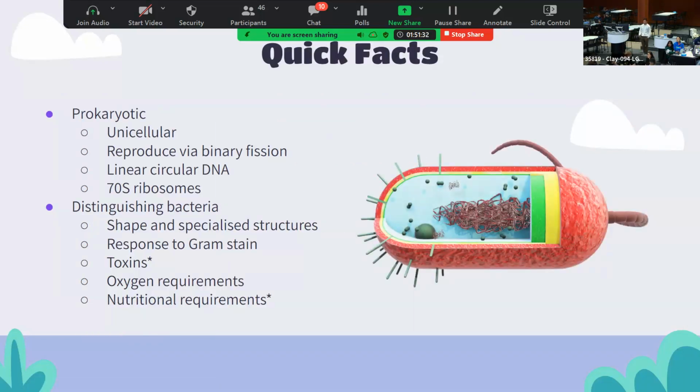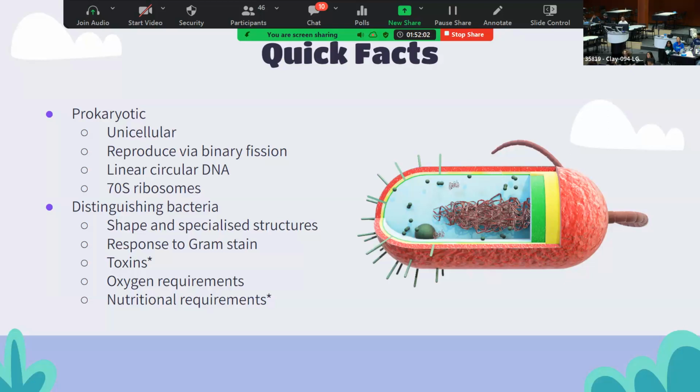So some quick facts. If we did this on PowerPoint, that would spin around like 3D graphics, but that's all right. So they're unicellular, they reproduce via binary fission, very standard of prokaryotes. They also have circular DNA and 70S ribosomes. And how that comes into play, later on we'll explain. 70S, because they're different to the eukaryotic ribosomes, you can target them using antibiotics.